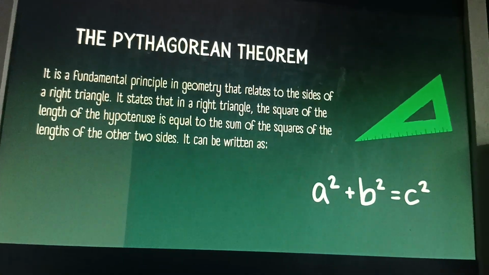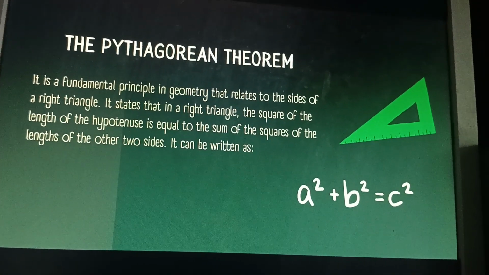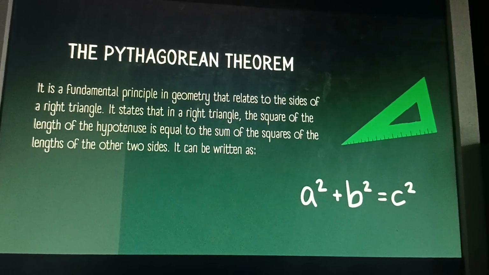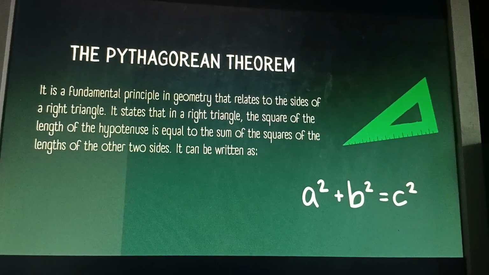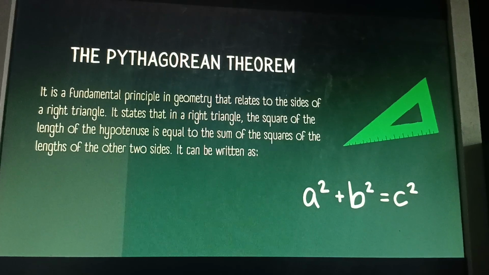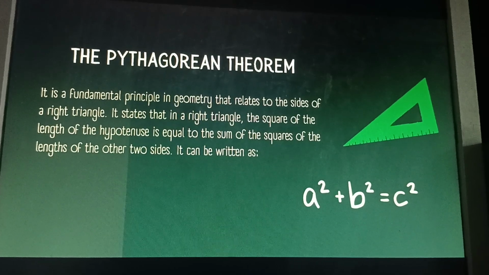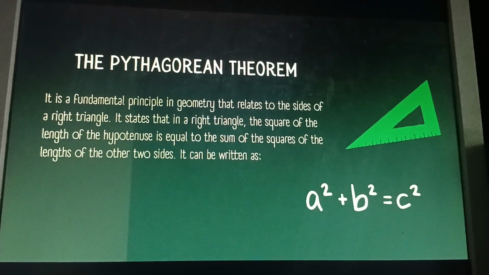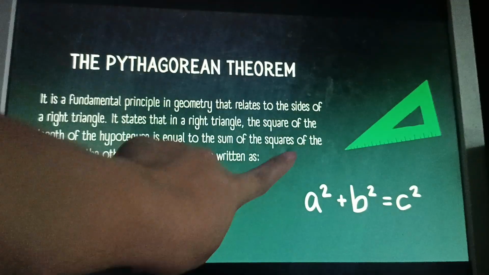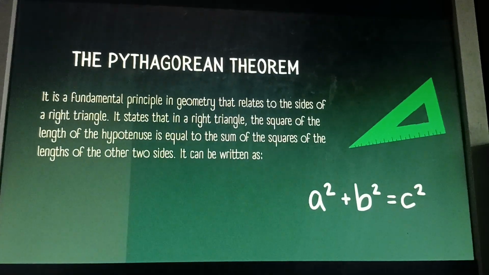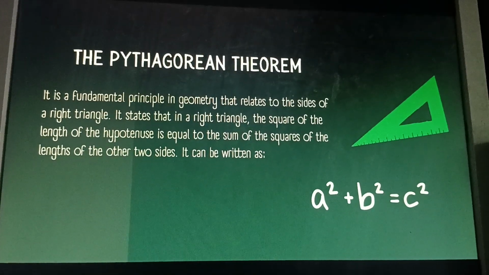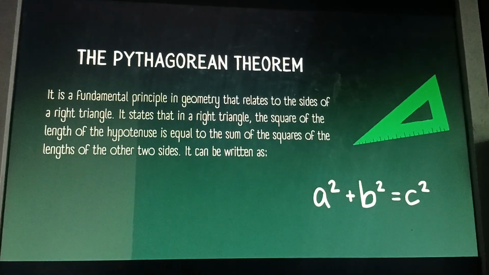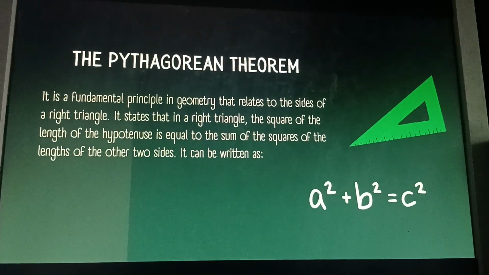The Pythagorean theorem is a fundamental principle in geometry that relates to the sides of a right triangle. It states that in a right triangle, the square of the length of the hypotenuse is equal to the sum of the squares of the lengths of the other two sides. It can be written as a squared plus b squared is equal to c squared. This is the formula of our Pythagorean theorem.